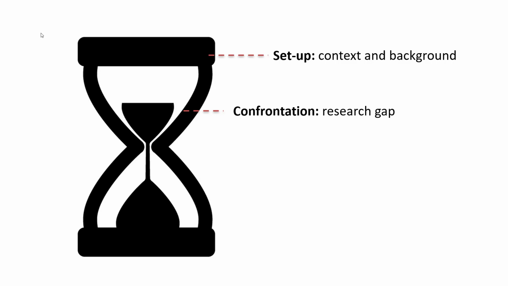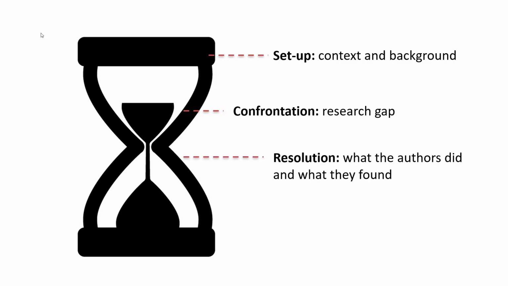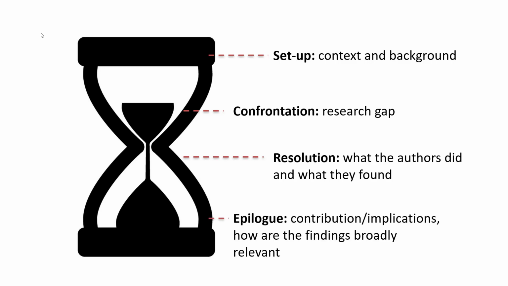The lower part of the hourglass starts with a resolution. In other words, an overview of what the authors did and what they found, so an overview of the methodology and the key findings, gradually broadening again to provide an epilogue which tends to comprise contribution and implications. So, how are all the things the authors found or shown in this paper broadly relevant?